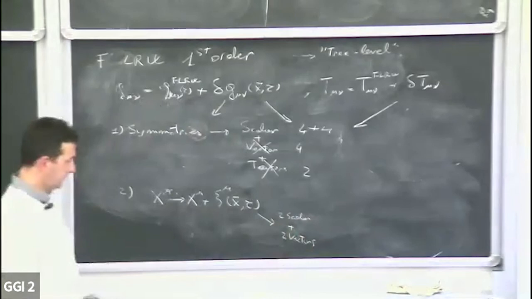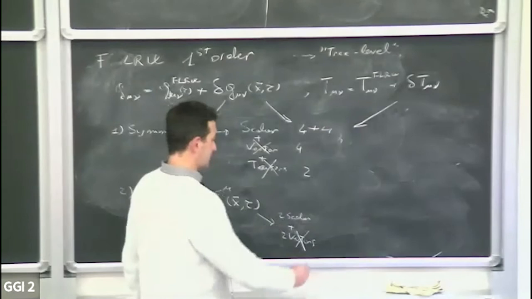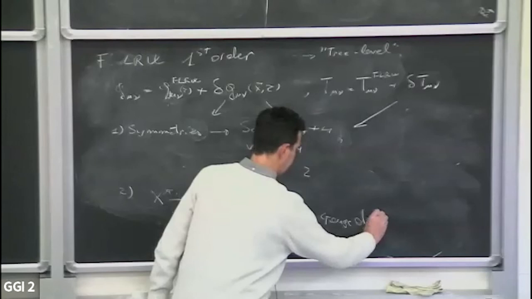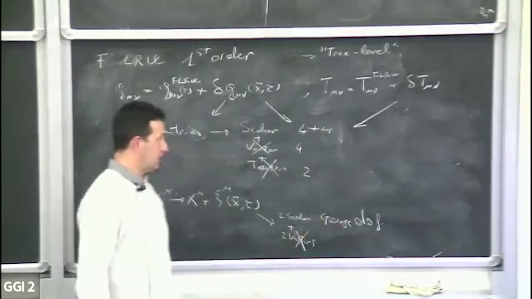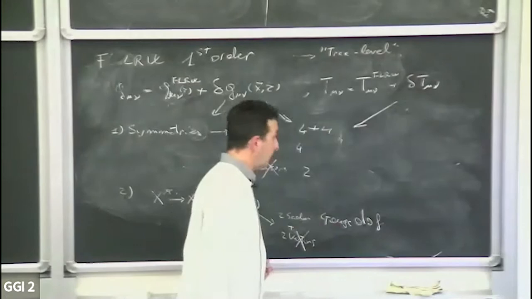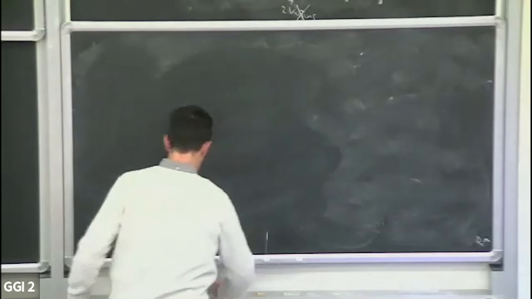Again, I forget about vectors. So I have 2 gauge degrees of freedom, which are scalars. What does it mean? It means that of these 8 degrees of freedom, only 6 are physical, because 2 of them can be fixed by an appropriate gauge fixing. Okay. At the end of the day, you have different gauge choices, and I will give you the one which will be used in the following, which is called conformal Newtonian gauge.